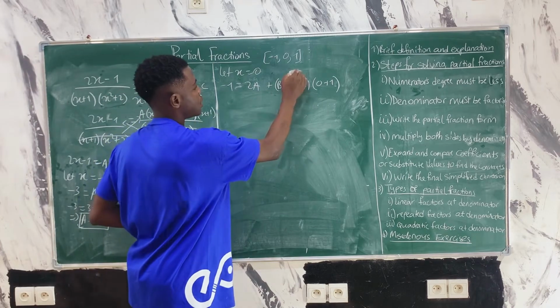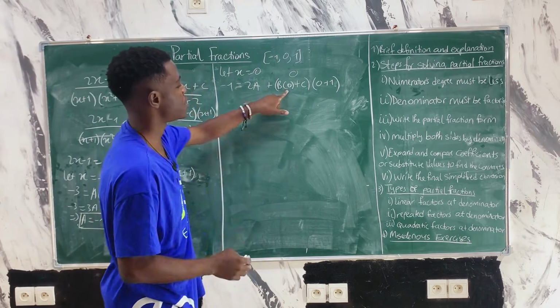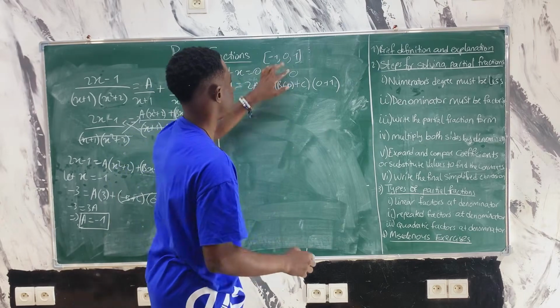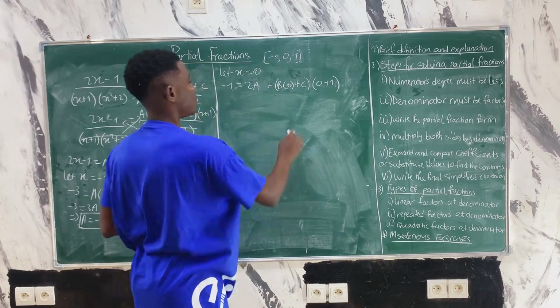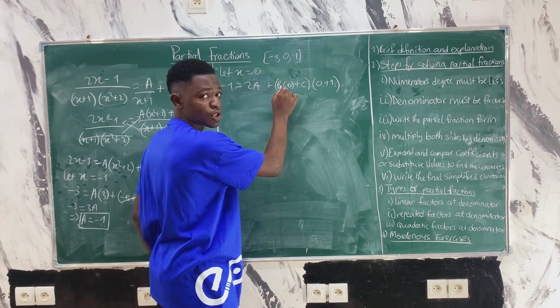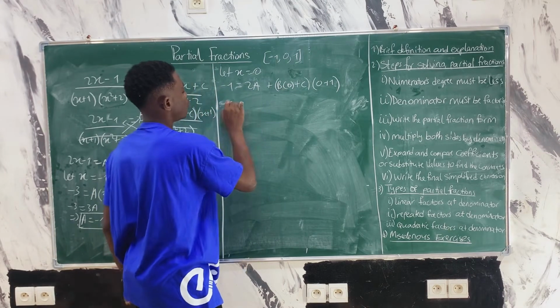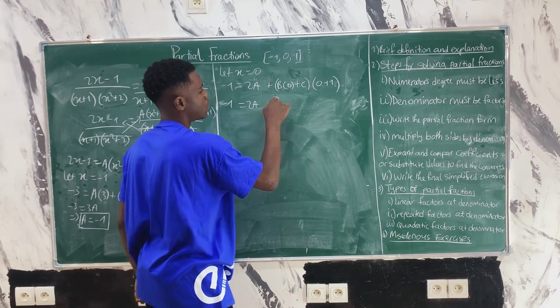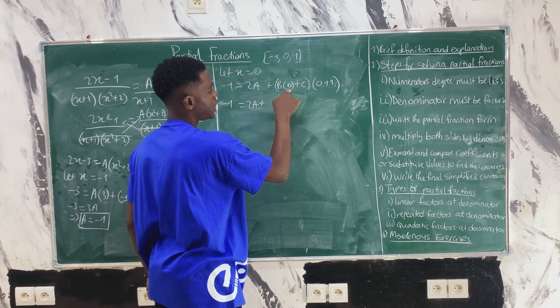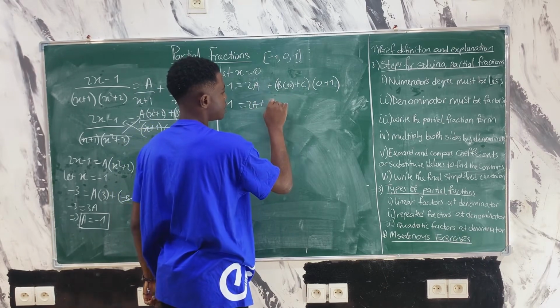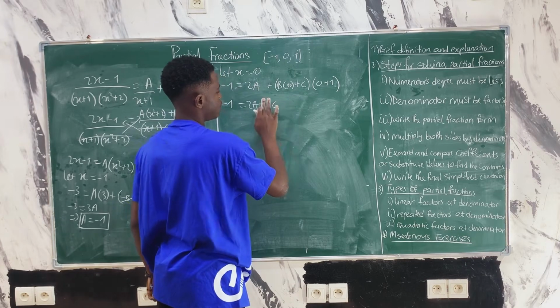Here multiply 0. It is not all of this that is 0. So you cannot say that since there is 0, everything here will tend to 0. It is just b that will be 0. This 0 multiplies just b. So this will be equivalent to minus 1 equals 2a plus b times 0 is 0, 0 plus c is c.